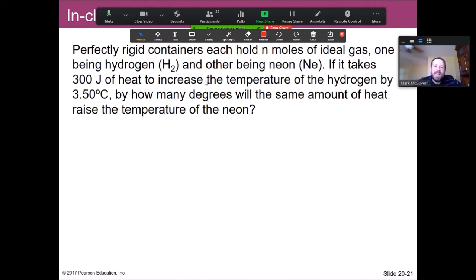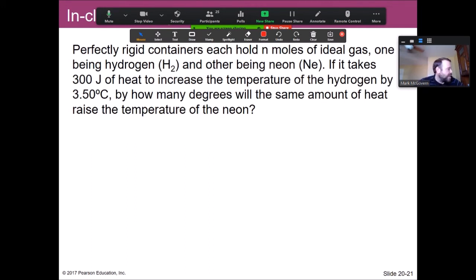Let's do that. We got rigid containers, constant volume, that hold n moles of an ideal gas. One is diatomic, one is monatomic. It takes 300 joules to increase the temperature of the hydrogen by this amount. How much is it going to take to heat up the neon? Okay, so the hydrogen's diatomic. It has a greater specific heat. And so how many degrees will the same amount of heat raise the neon? Well, it will be more, right? Monatomic has a lower specific heat, and so the same amount of energy should make it go up, but how much?